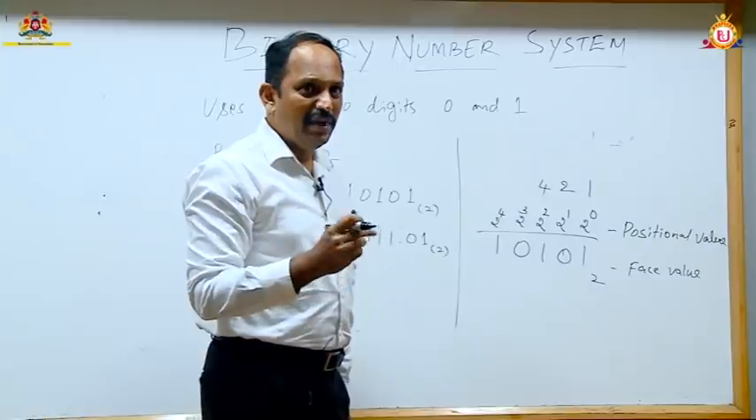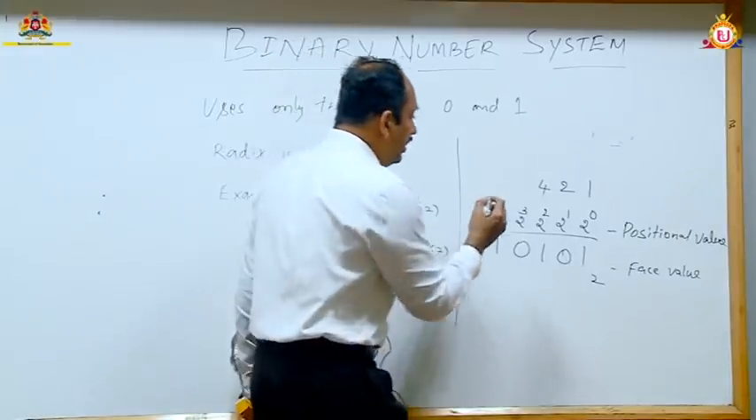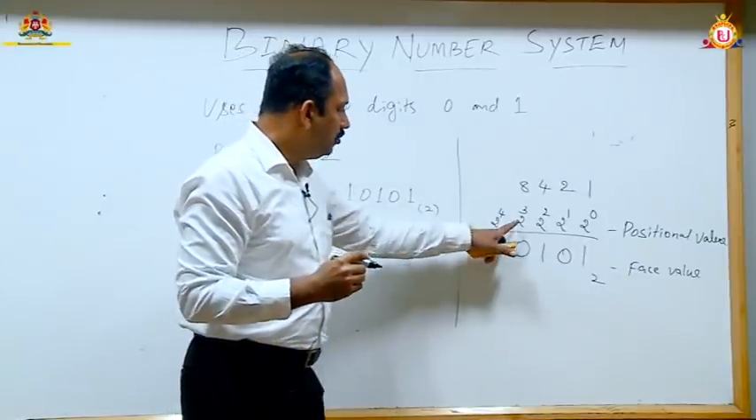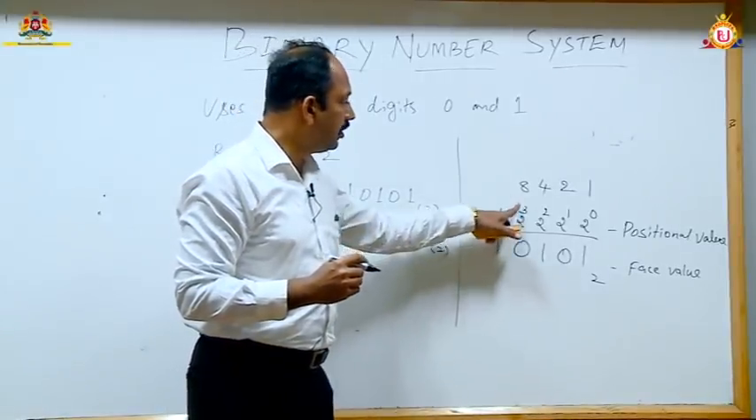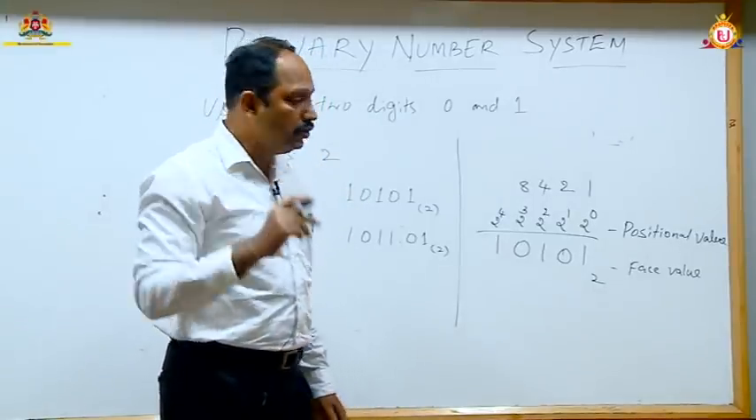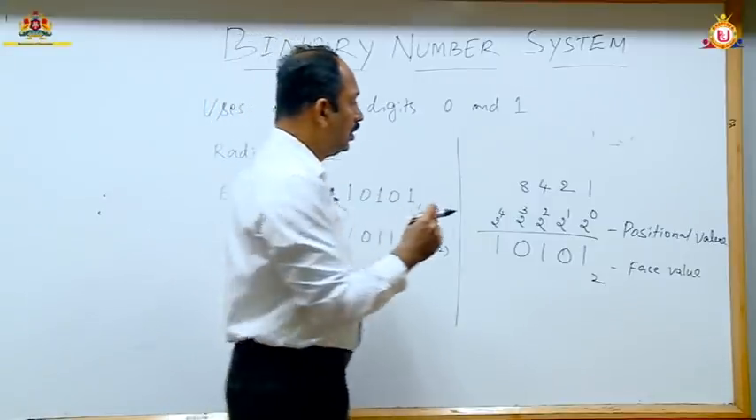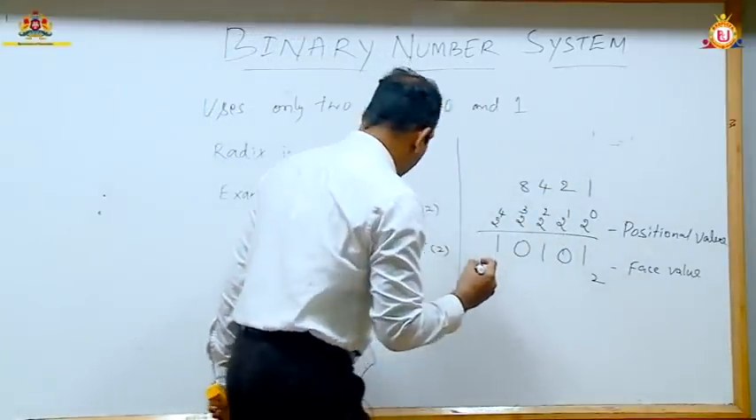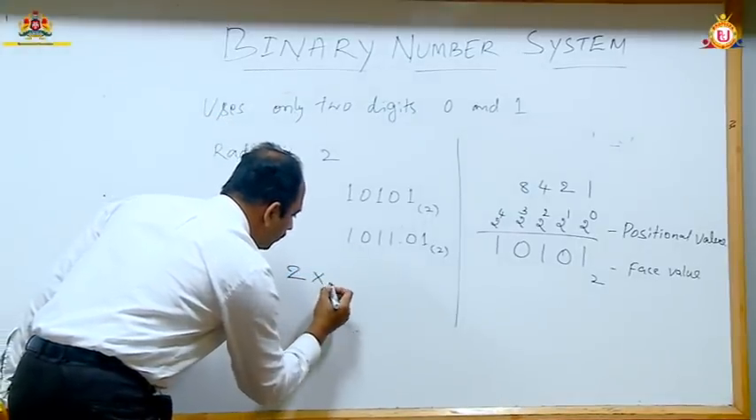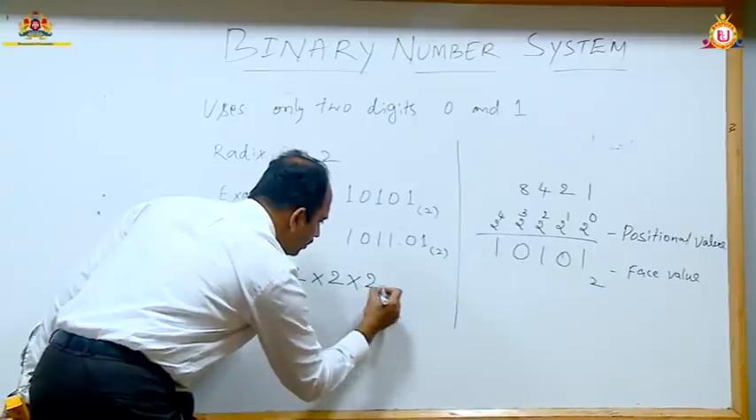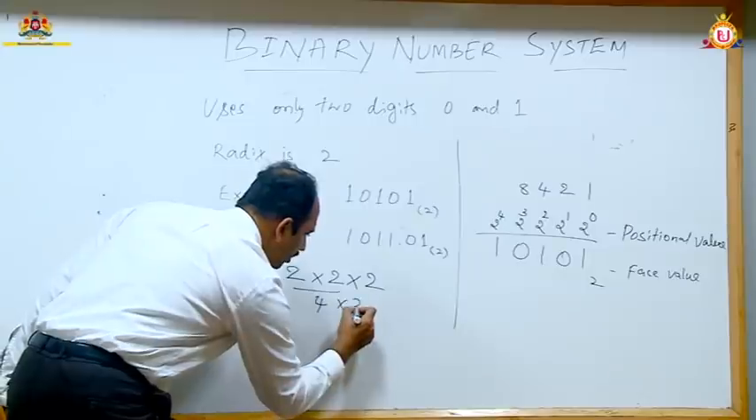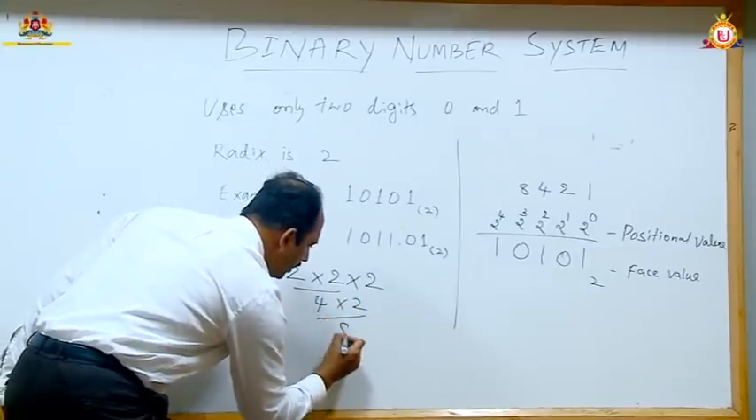yes, some may have the doubt, is it 8 or 6? Let me tell you how this should be calculated. 2 to the power of 3 is nothing but 3 times 2. Let me give the working here. 2 into 2 into 2. 2 times 2 is 4. 4 times 2 is 8.